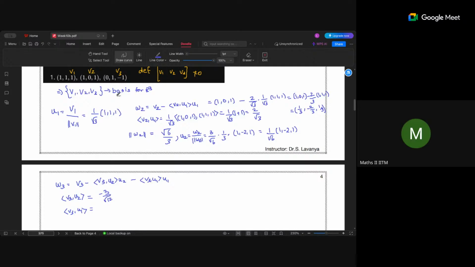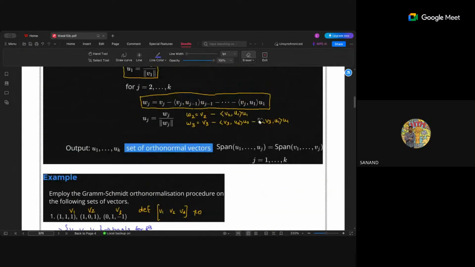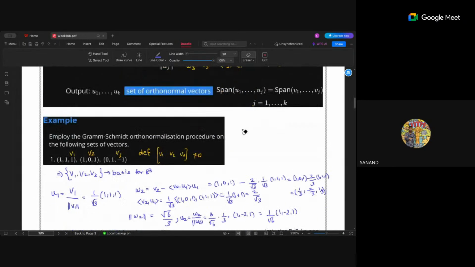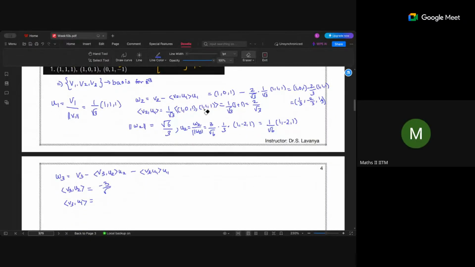Okay, but in the inner product of V3 and U3, 1 by root 6 is there. Why did it become 12? Minus 2 upon root 6... root 2 into root 6 is root 12. Where is root 2? It's just the inner product of V3 and U2, right? Where is root 2 here? See, in the formula, minus 2 upon root 6, is it? Minus 3 by root 6, yes.